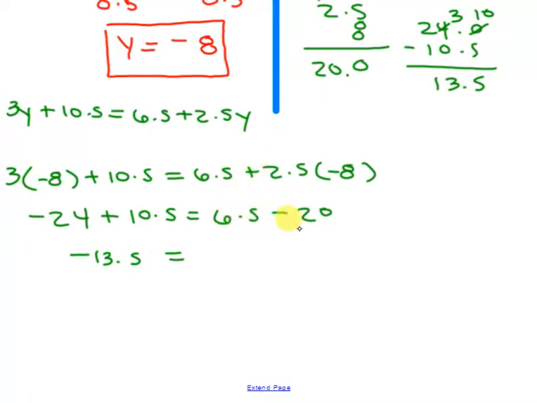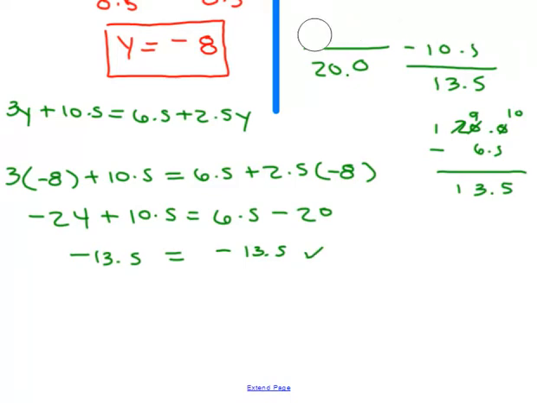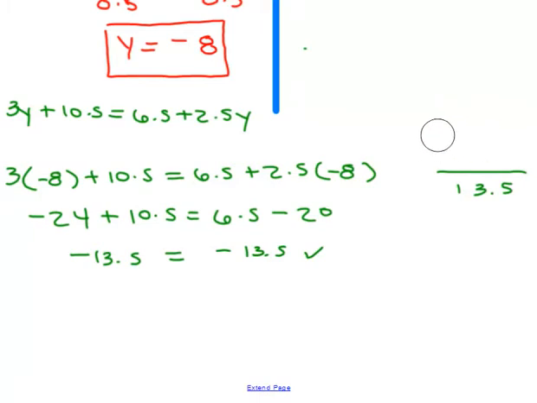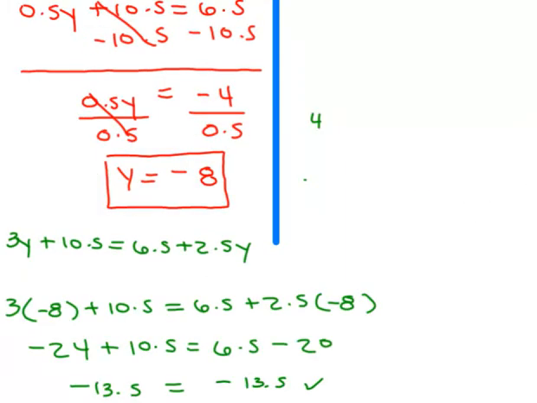Now we have 6.5 minus 20. So we're going to do 20 minus 6.5. And look at that, we're left with 13.5. So because our answer checks out down there, our answer was y equals negative 8. And that's why it's really important to check your answers, because then you know for sure if you've gotten the problem correct on a test or a quiz.